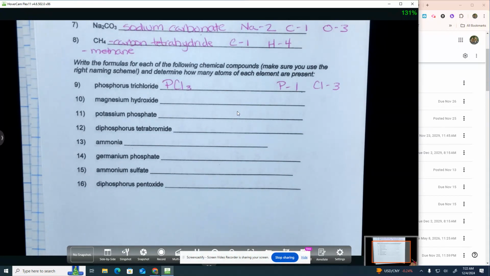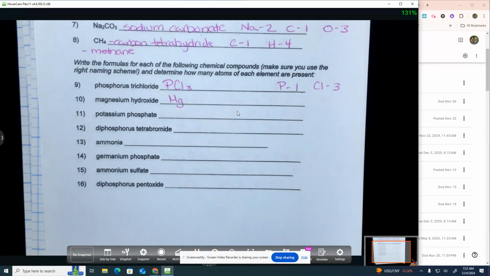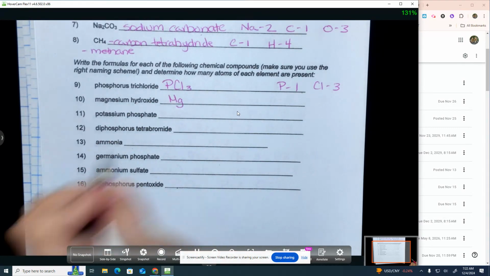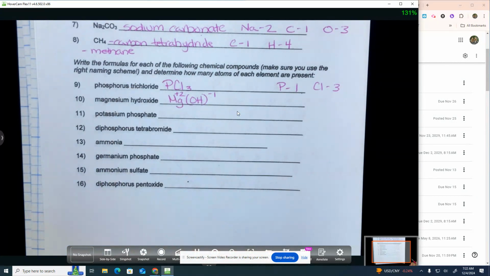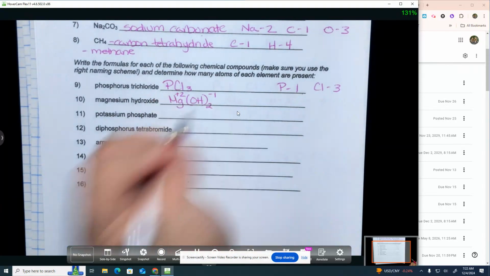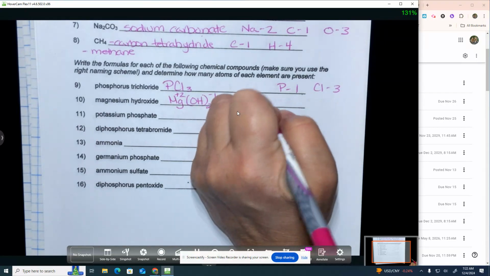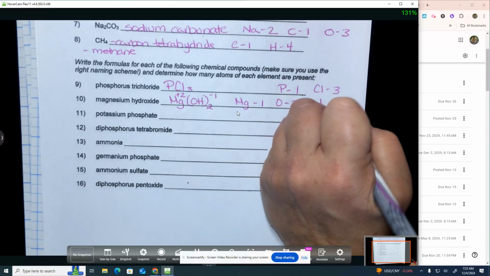All right, magnesium hydroxide. Magnesium? Nope. Okay. Magnesium is Mg. Hydroxide looks like what? OH. Now, this is what you can't forget. You have to put the charges in, and you have to cross them down. If you don't do that, you'll have a problemo. Okay, so we've got Mg. There's going to be one of them. Oxygen, there's going to be 2, and hydrogen, there's going to be 2.